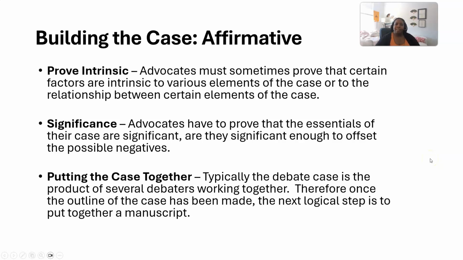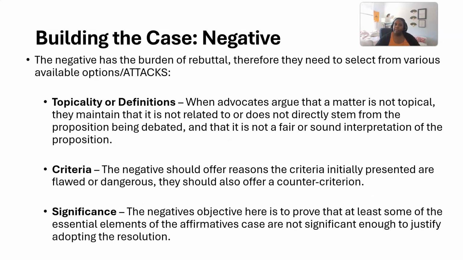Improve intrinsic. You can talk about the intrinsic values and elements between certain elements of the case. For example, the intrinsic value of having affordable housing in California is that more people are housed, they can help solve the homelessness crisis, and people can feel safe. So there is intrinsic value in that solution. The significance: advocates have to prove that the essentials of the case are significant. Facts and stats are a really common way to do that, especially to offset the negative ones. And make sure to put the case together, put the outlines together, and so on and so forth.